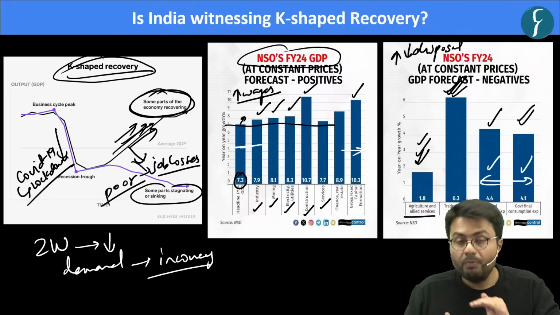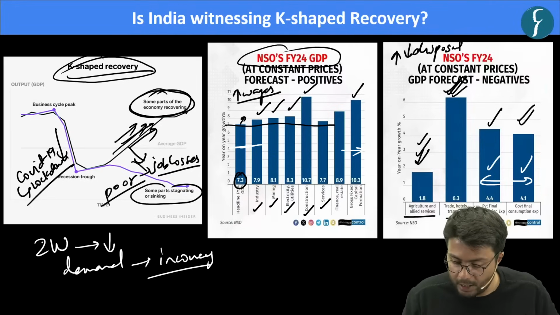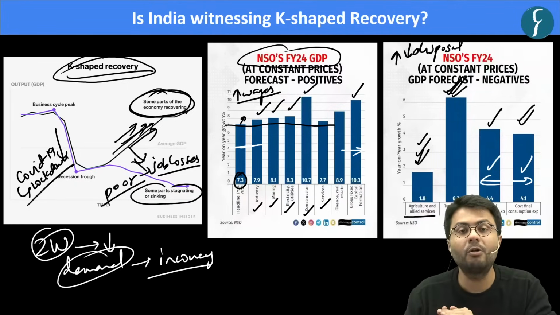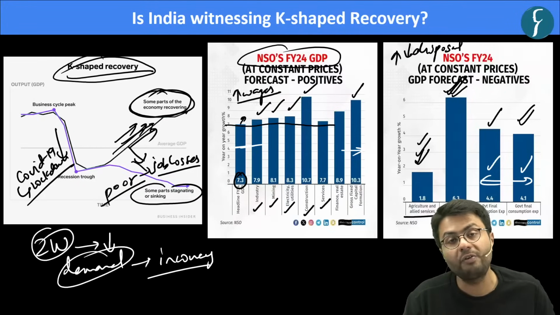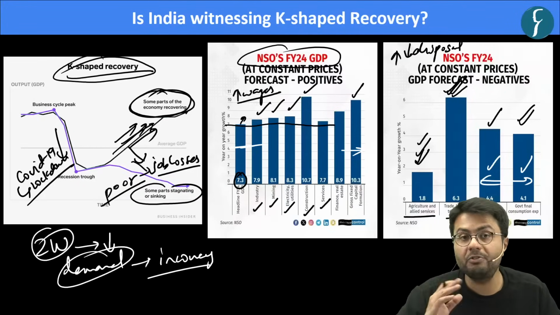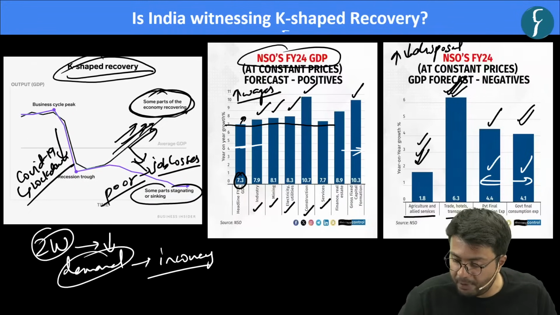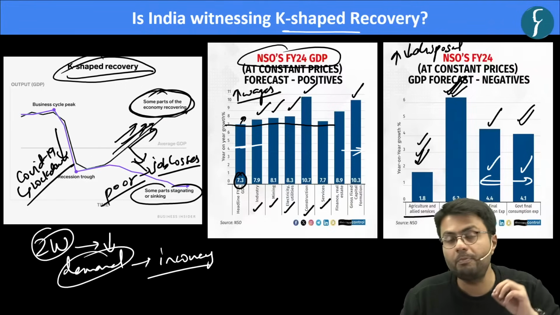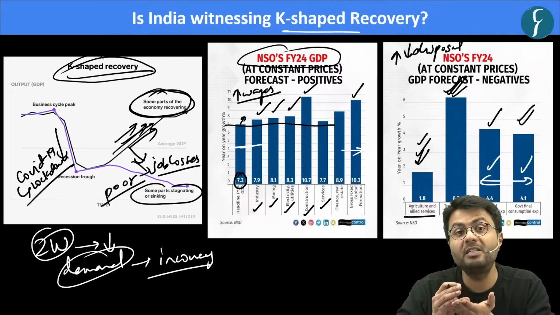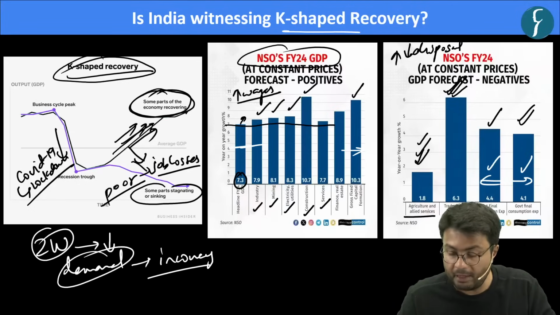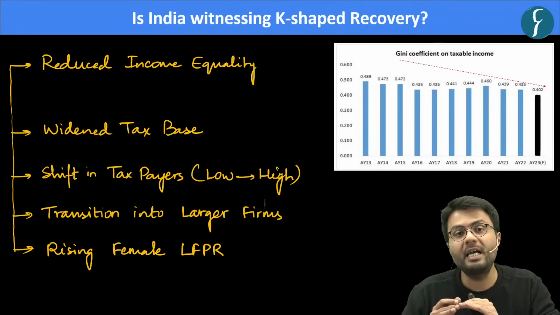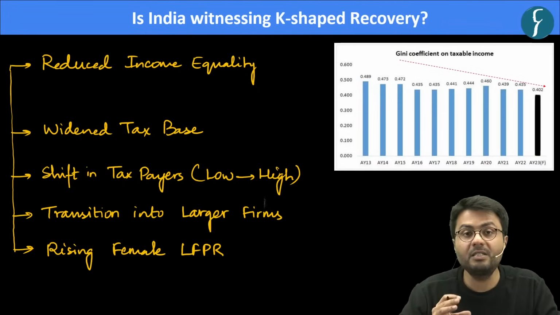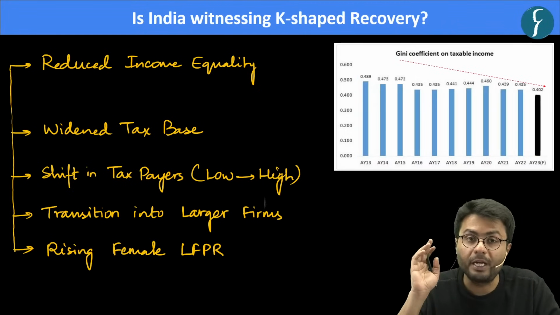Hence, due to reduced two-wheeler purchases and weakening demand, the experts are of the opinion that the Indian economy is witnessing a skewed nature of recovery. However, SBI's report highlights that this K-shaped recovery is not correct, because according to the government's official position, India's economy is witnessing a V-shaped recovery. And because of this, the SBI report has highlighted a few examples which give the opinion that India is witnessing a V-shaped recovery.